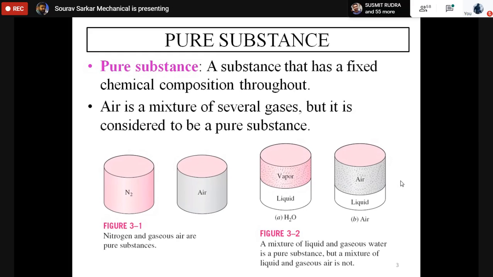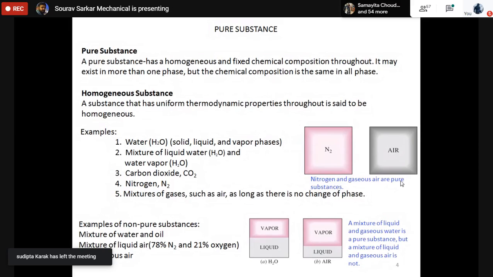So we understood what a pure substance is, and we also understood what is not a pure substance. I'm just trying to recapitulate.